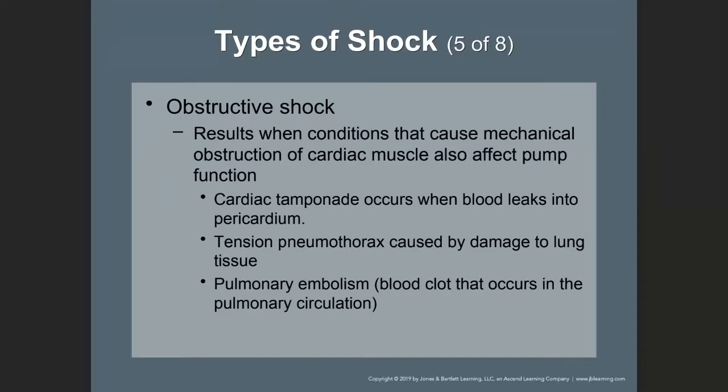It can be as a result of a pulmonary embolism, which is a blood clot that occurs in the pulmonary circulation. So this is a clot that forms within the venous system and ends up traveling to the right side of the heart and ends up in the pulmonary artery, causing a blockage and preventing a sufficient amount of blood going to the lungs and returning from the lungs to the left side of the heart. So the cardiac output is compromised.